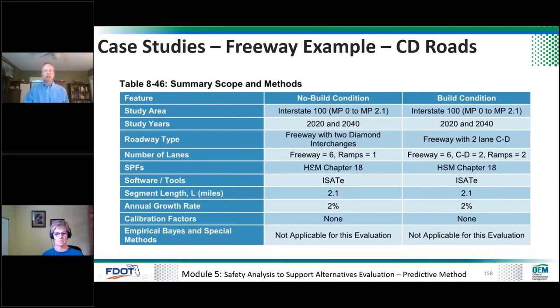then we've got a number of lanes and SPFs. Just working my way down the list here. The tool we're going to use is ISAT-E, and the segment length is 2.1. We've got our growth rate and calibration factors. We don't have calibration factors for freeways in Florida, so it's none. And we're not going to use EB. So that is the scope and methods for this particular example.